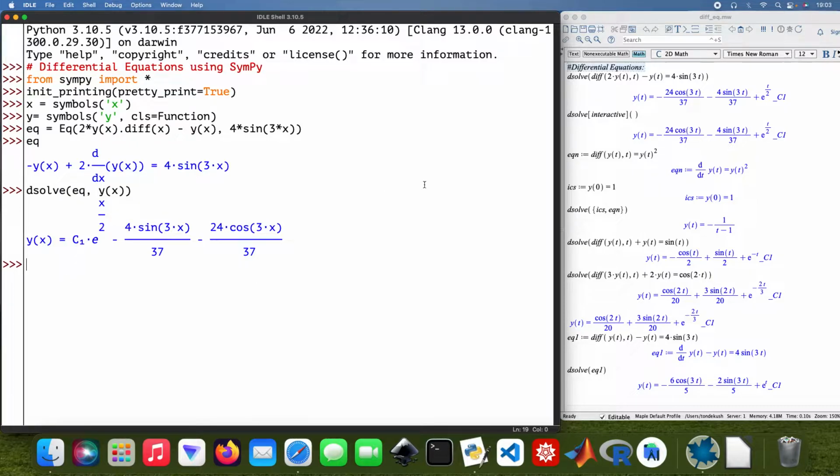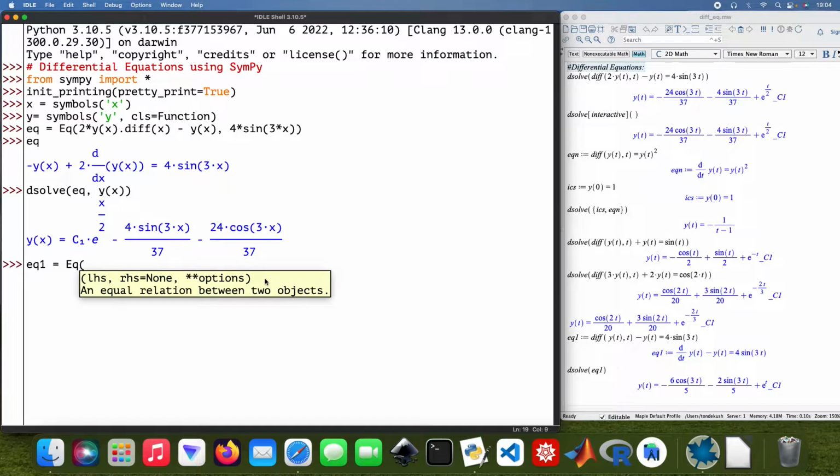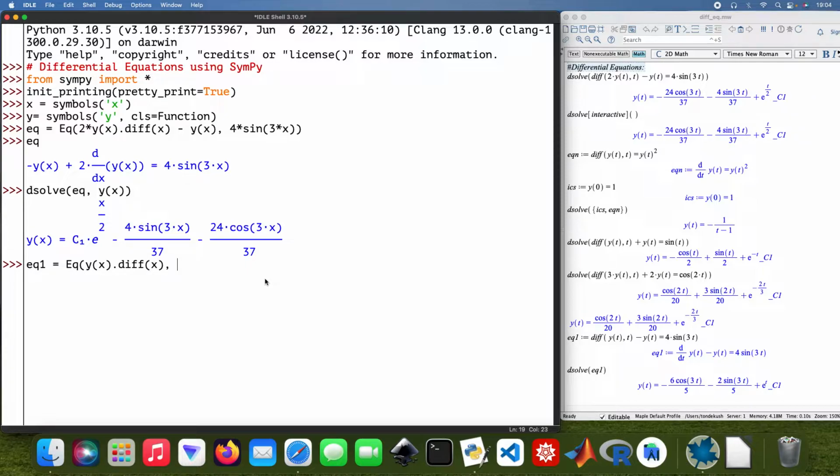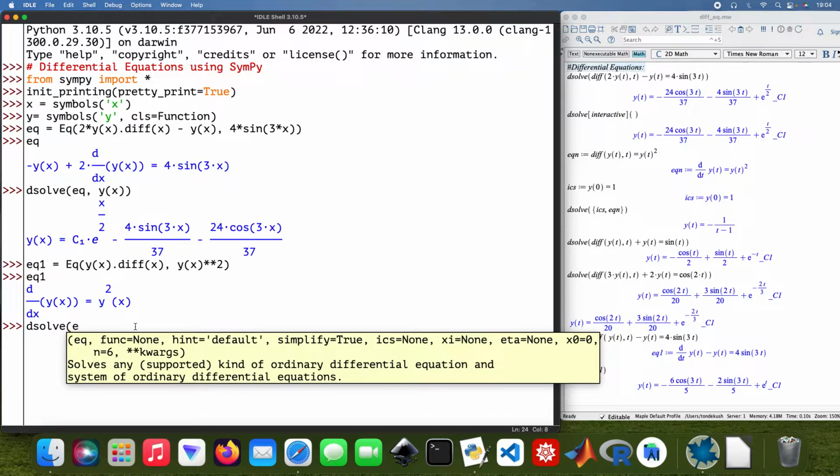Okay, cool. And then solving the next one, right? So that'll be equation 1 equal to EQ, and then that'll be, actually no. So y(x).diff(x) is equal to y(x) squared. So equation 1, I can call it out, and then dsolve it with the initial condition y at 0 is 1. So dsolve, okay, that's equation 1.